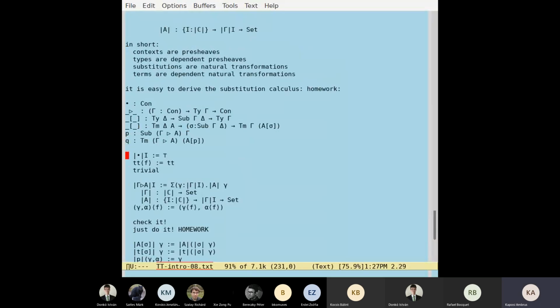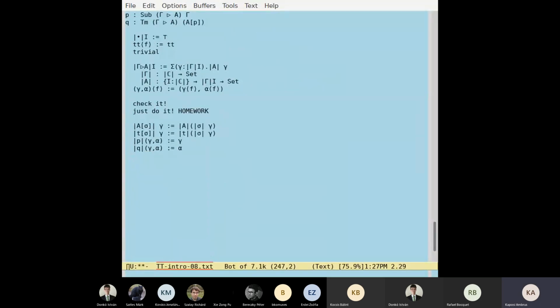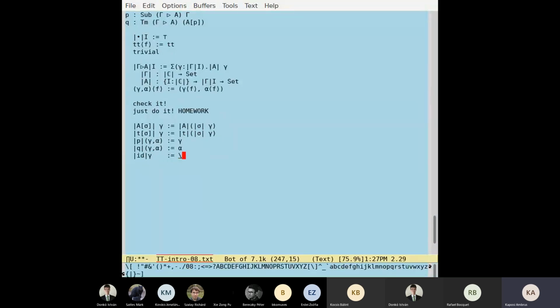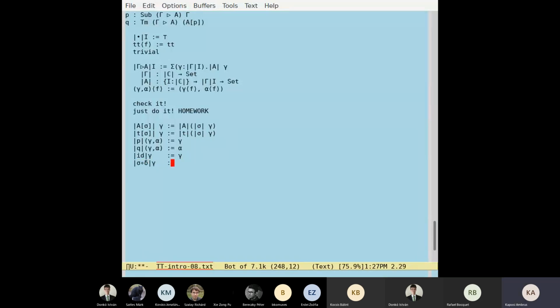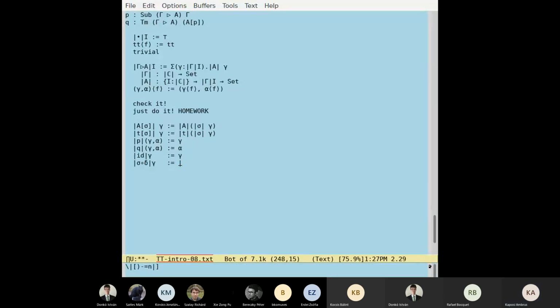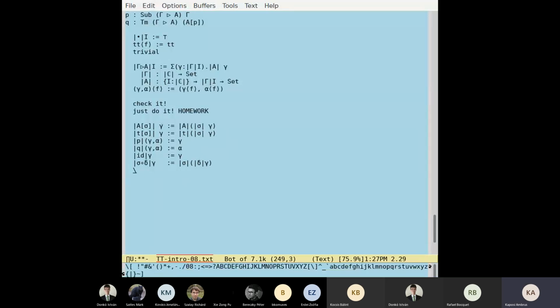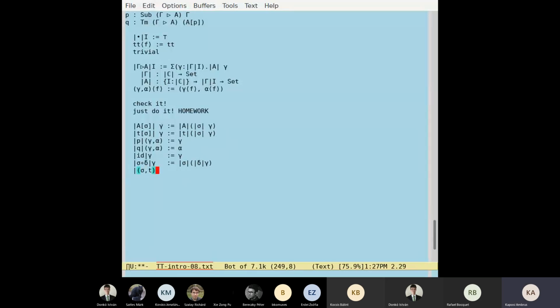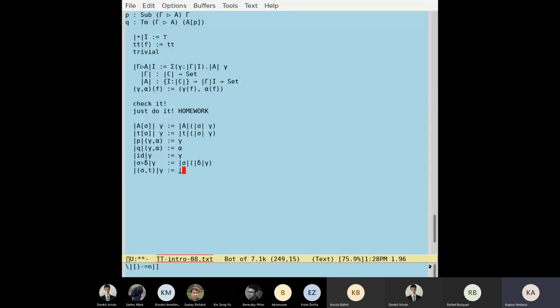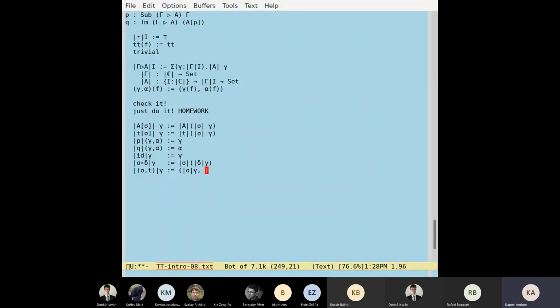Oh, the identity and the comma. I wanted to write it here. Identity is just identity. Composition, like in the set model, is just composition: I take the action of sigma and then the action of delta. And the one thing that I forgot is this one. What is sigma comma t at gamma? It's just pointwise. I take sigma at gamma, and then I take t at gamma.